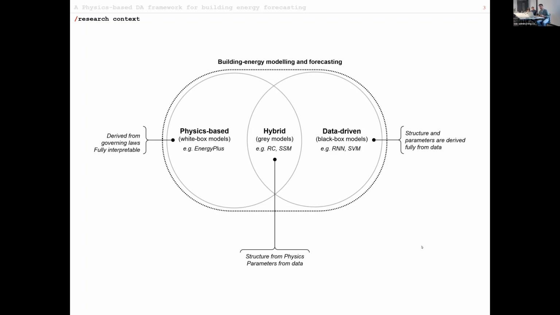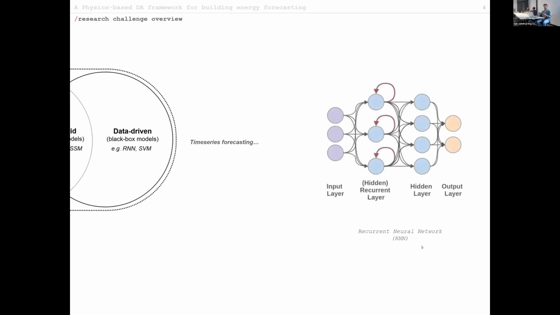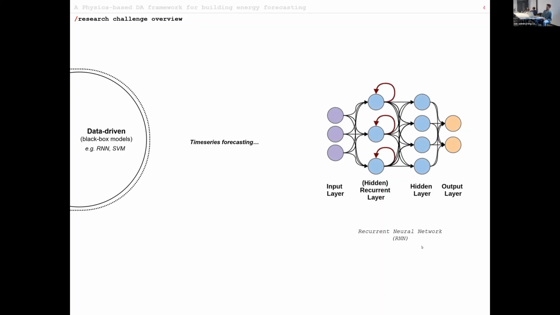There is no need for domain knowledge using the data-driven approaches. And then there are hybrid models that take a bit of both. They combine physics-based and data-driven approaches, where you supply the structure from physics, but the parameters are learned directly from data. Obviously the focus here is on data-driven approaches, given that they are becoming extremely popular across fields, and not only across fields, but also in energy and forecasting of energy or time series forecasting.